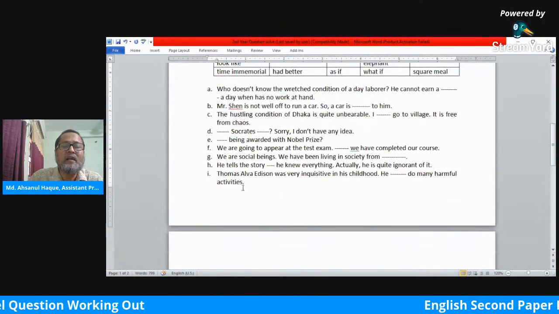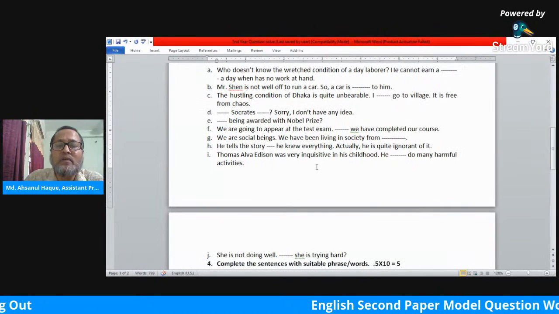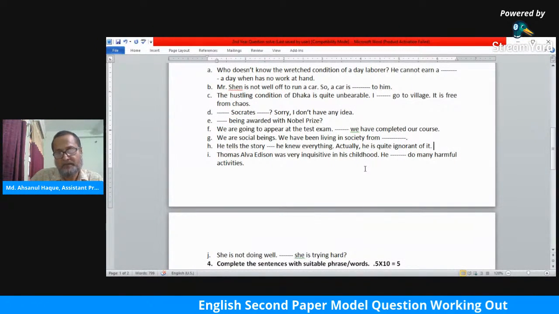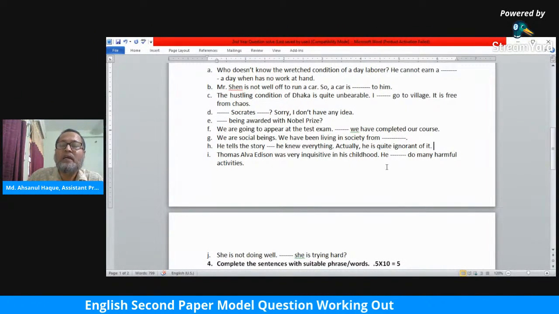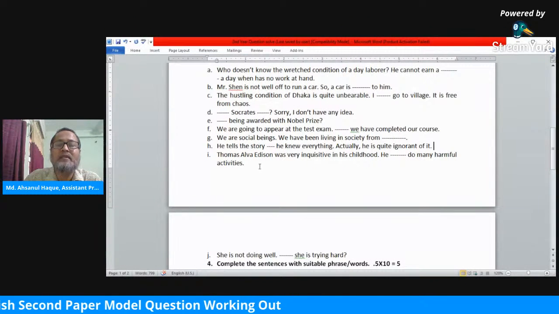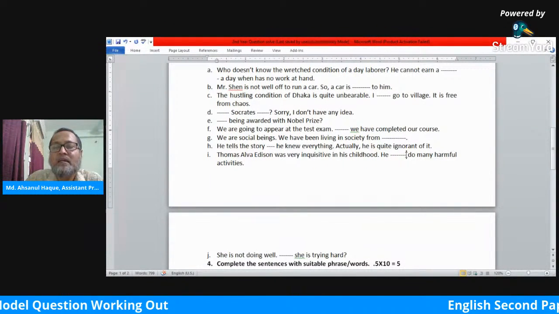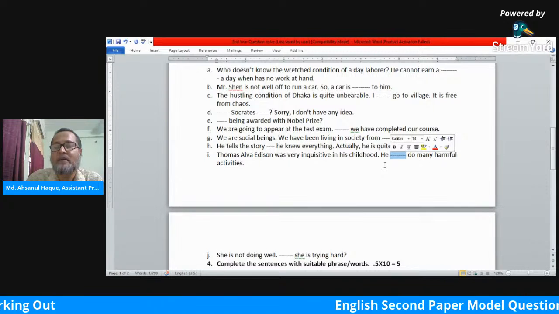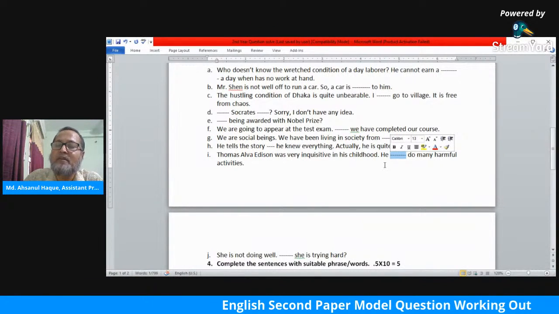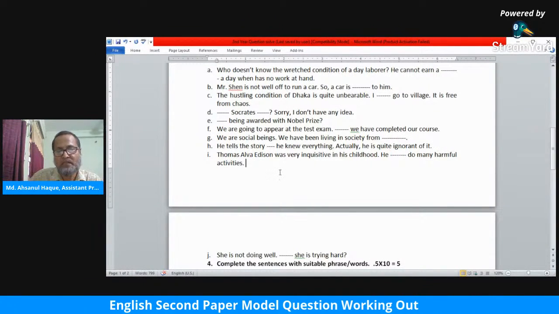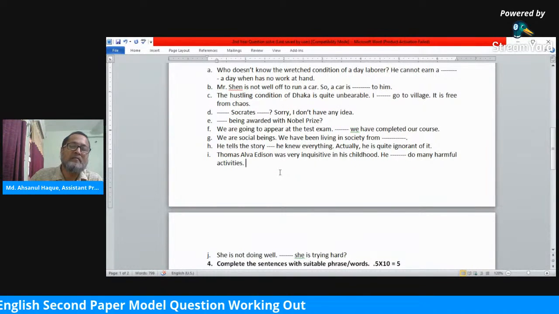Number I, Thomas Alva Edison was very inquisitive in his childhood. Yes, he dash do many harmful activities. He used to do. He used to do means he had a habit of doing many harmful activities. You know about some activities of Alva Edison.